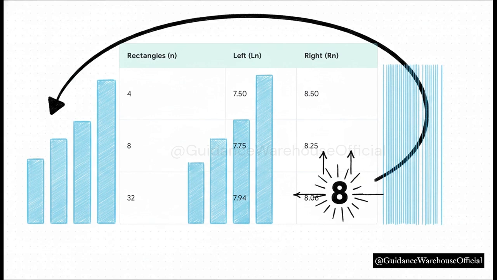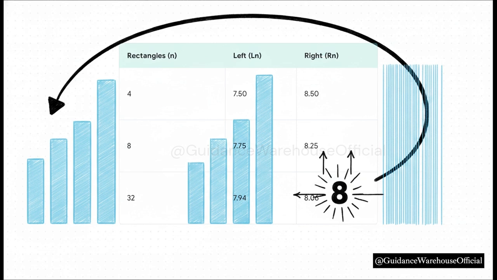Check out this data trend. This is for a slightly different curve, but the pattern is exactly the same. When n equals 4, the gap between the left estimate of 750 and the right estimate of 850 is huge. But as we double the rectangles to 8, they start getting closer. And by the time we slice that area into 32 tiny razor-thin rectangles, the extra white space practically vanishes.